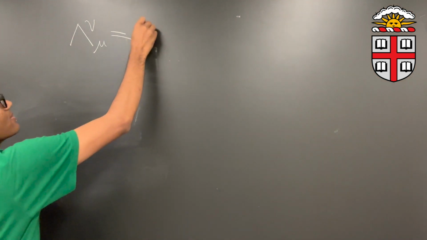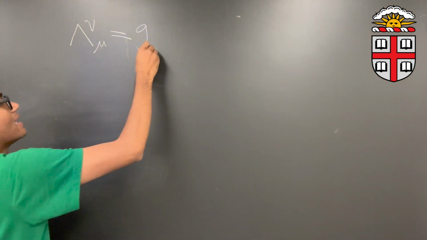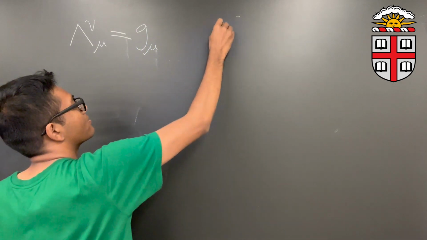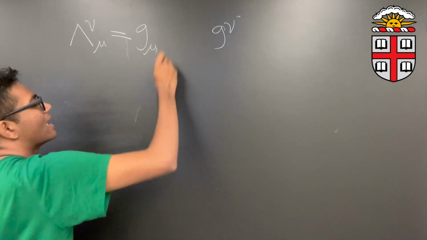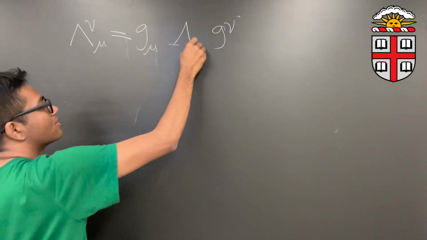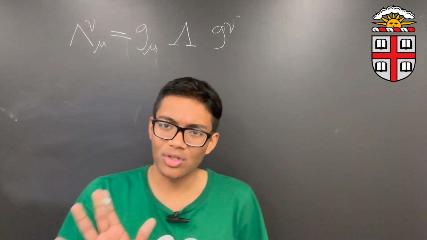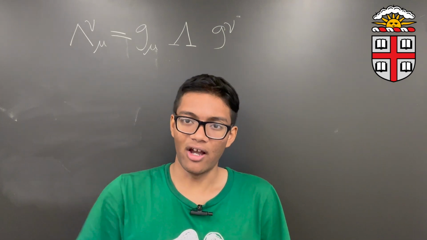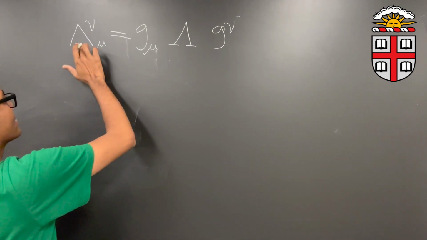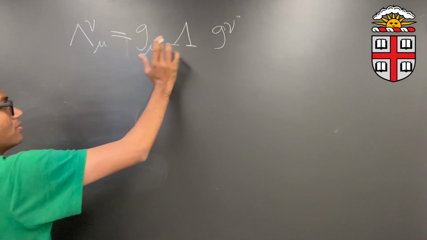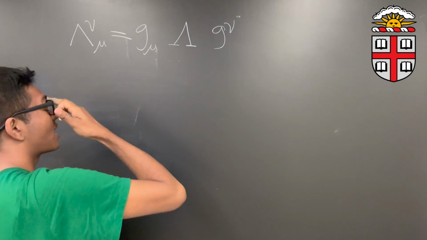So let me put a space-time metric here. Mu is covariant. And let's put a space-time metric here. Nu is contravariant. And I'm going to put another lambda here. This is kind of going to look like a diagonalization of matrices example. So I have lambda mu nu, with mu here as a covariant, nu here as a contravariant.